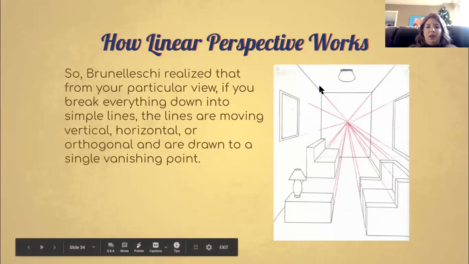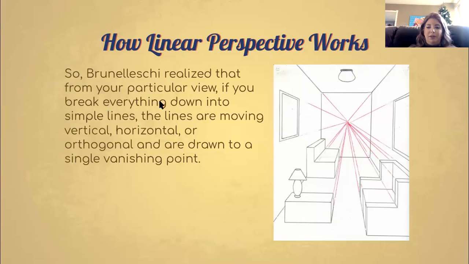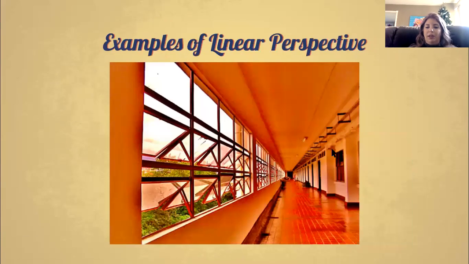Okay, the architectural details that we see in these buildings, they're all coming to a point into the center here, which is shown by these red lines to emphasize the vanishing point and where they all meet. Okay. All right, so how linear perspective works. Brunelleschi realized that from your particular view, if you break everything down into simple lines, the lines are moving vertical, horizontal, or orthogonal, and are drawn to a single vanishing point. Okay, so here we have an example with that. Okay, here are some photographic examples of 1-point perspective.